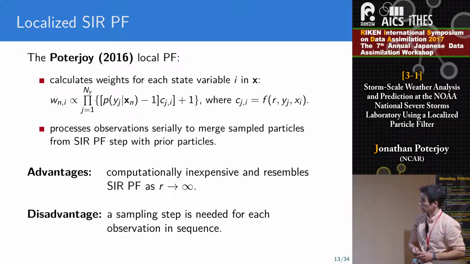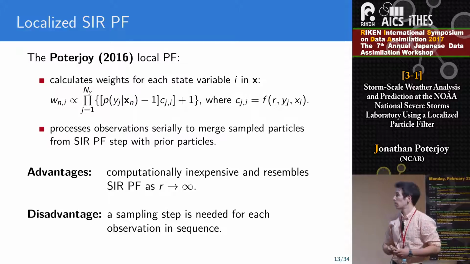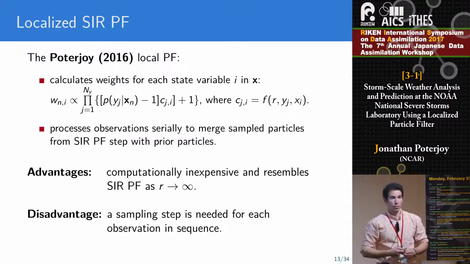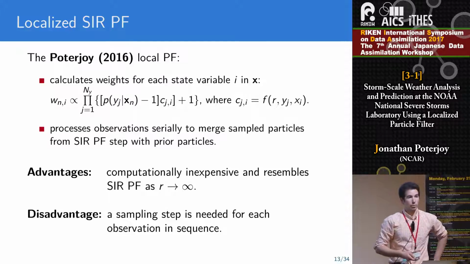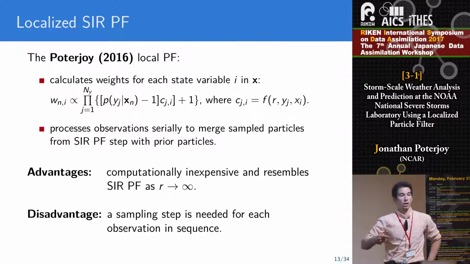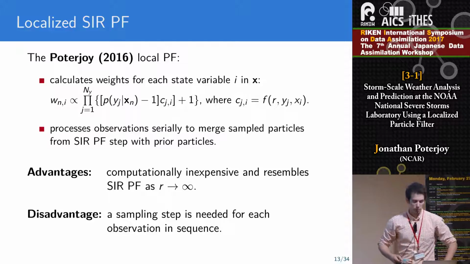And so the advantages of this approach are that it's very inexpensive to apply for a high-dimensional system. And also, if you have a large R, or a radius of influence that goes to infinity, you get something that looks like the sequential importance resampling particle filter back. The disadvantage is you're applying this sampling step for each observation in your system, and so you introduce a lot of sampling error each time you do that.